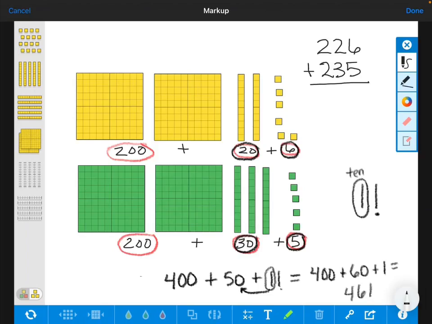461. So that's what we did. That's how we did our regrouping. We looked at this number, the 11, and we could tell that we had 1 ten and 1 one right there. And that's how we regrouped. We put that ten over with the other tens.